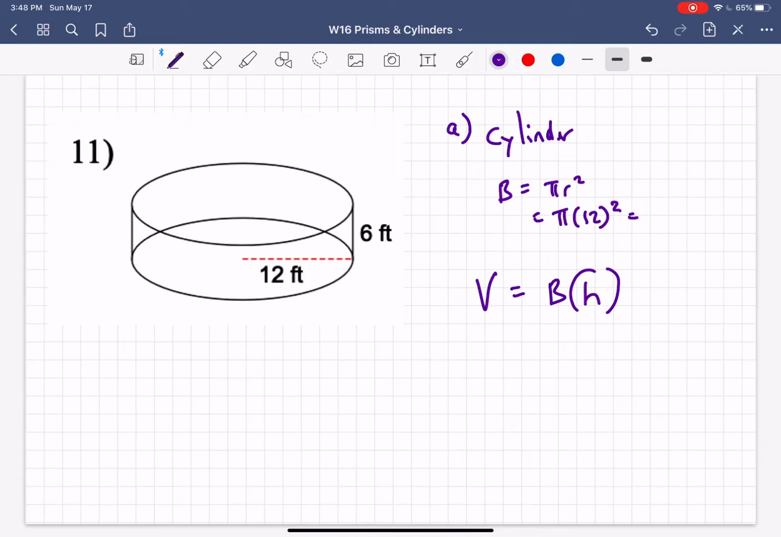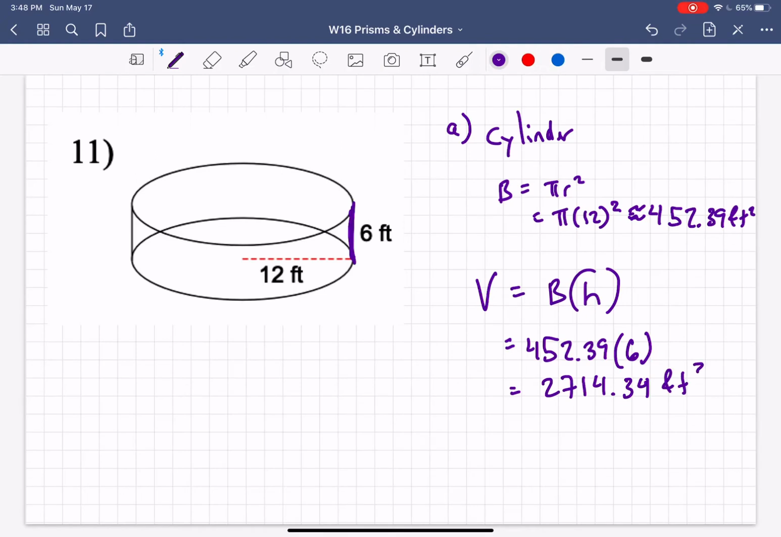All right, so in my calculator, I'm doing pi times 12 squared. So I get, and this is going to be approximately equal to 452.39 feet squared. So I can plug that in now. 452.39. And then the height of the cylinder is our 6. And then feet cubed because we're doing volume.